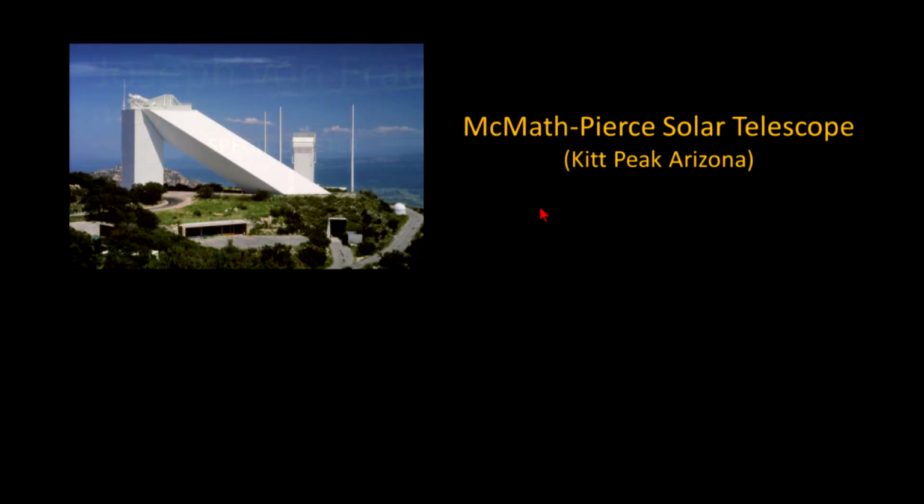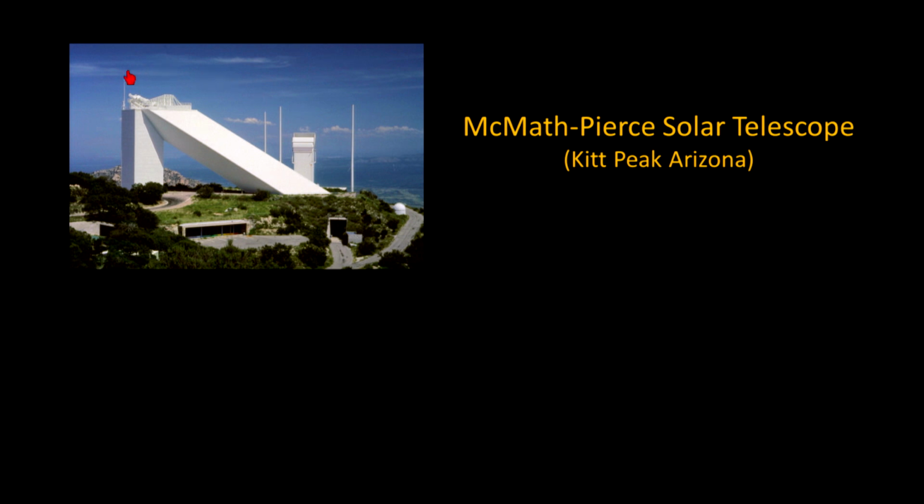So we're going to switch to an observatory. This is Kitt Peak Observatory, which is owned by the United States. It's the National Observatory. And the telescope in this picture is called the McMath-Pierce Solar Telescope. It is a telescope that's dedicated to continually look at the sun, so it's called a solar telescope.